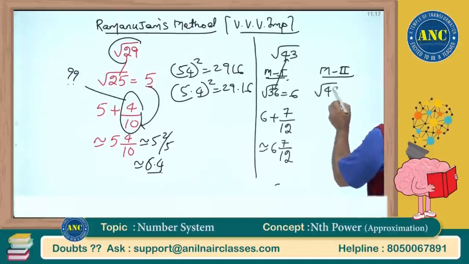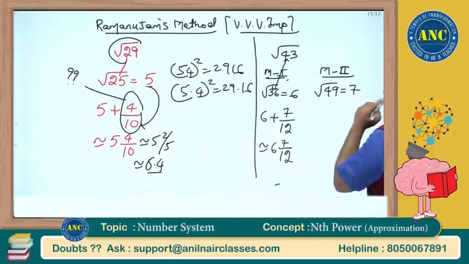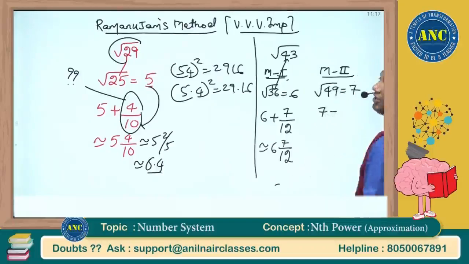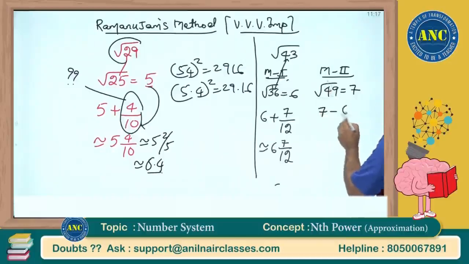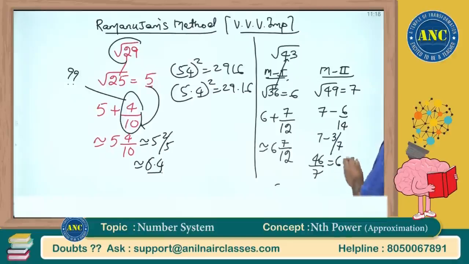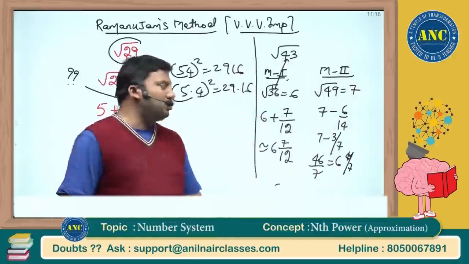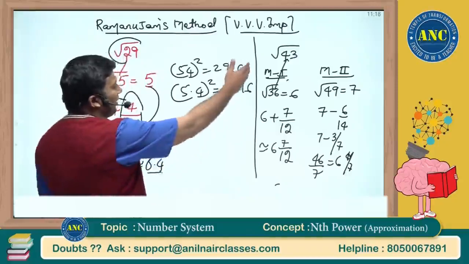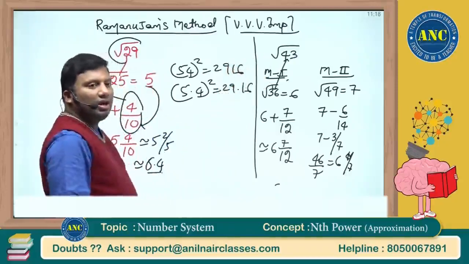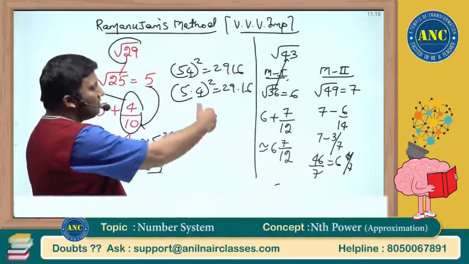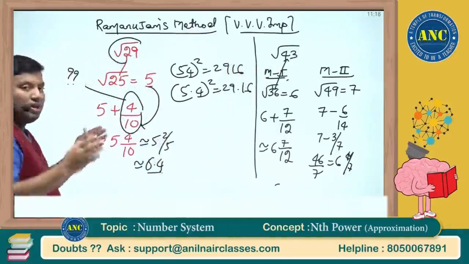Hey Anil sir, can I take root 49, which is nothing but 7? Root 43 is less than root 49, so minus. Difference is 6. So this is nothing but 7 minus 3 by 7, which is 6 4 by 7. 6 6s are 36, 7 6s are 42. So 6.5 whole square is 42.25. Either you can take a perfect square just less than 43, or you can take a perfect square just greater than 43. I hope this method is clear.